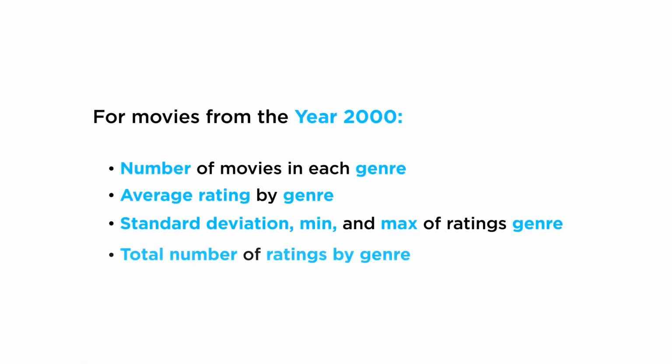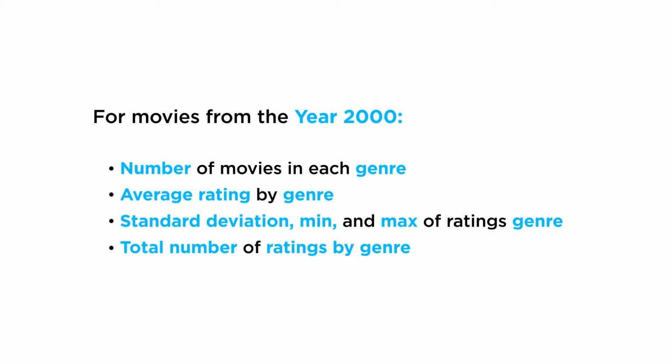The query that we're going to write is the following. Take all the movies from year 2000 and list the number of movies in each genre, the average rating of the movies broken down by genre, and in addition to average, also list the standard deviation of the ratings, the minimum and maximum value for the ratings, and also list the total number of movies for each genre.